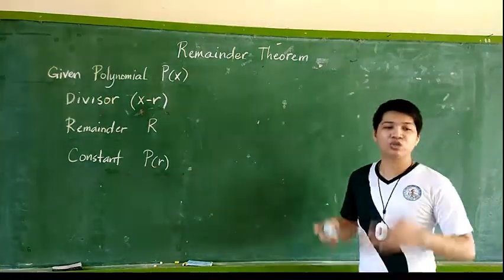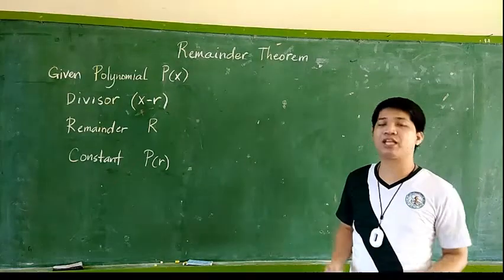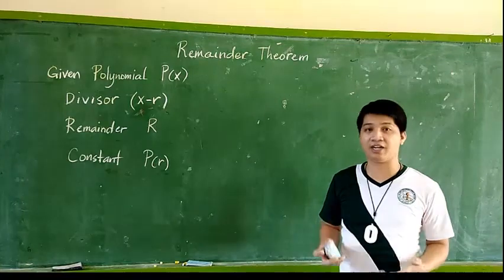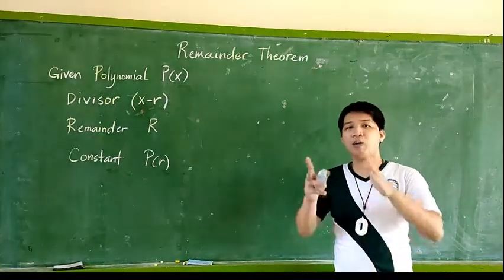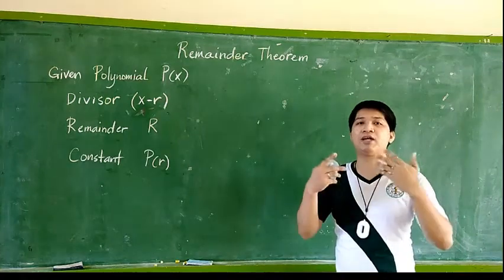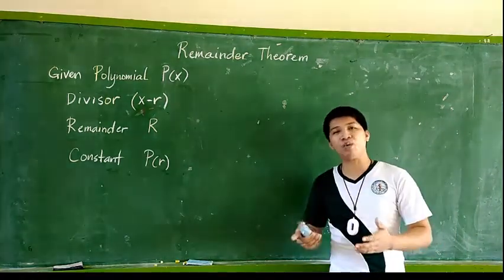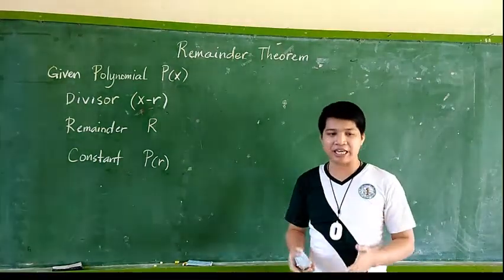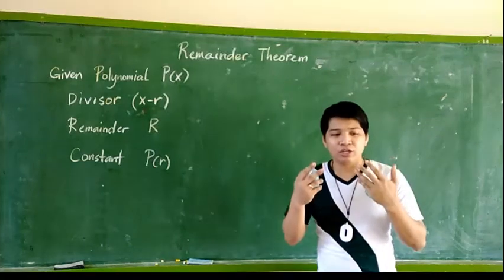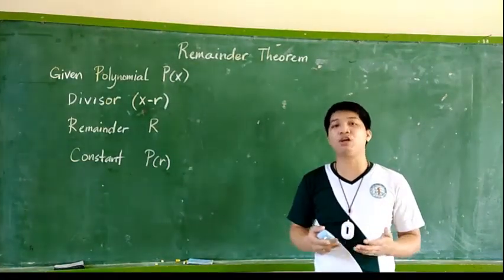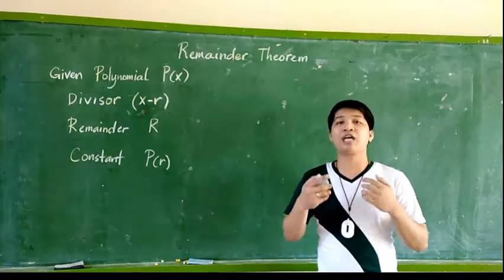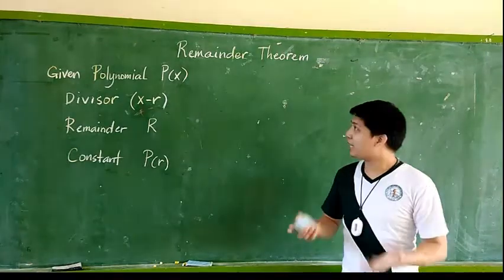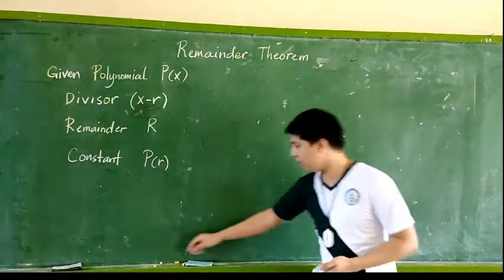There are two ways to find the remainder when p of x, our given polynomial, is divided by x minus r. The first one is our previous topic, which is all about synthetic division. The other one, you already know, perhaps from grade 7 and grade 8, is what we call the substitution method, or calculating the p of r. For that, let us have our first example.